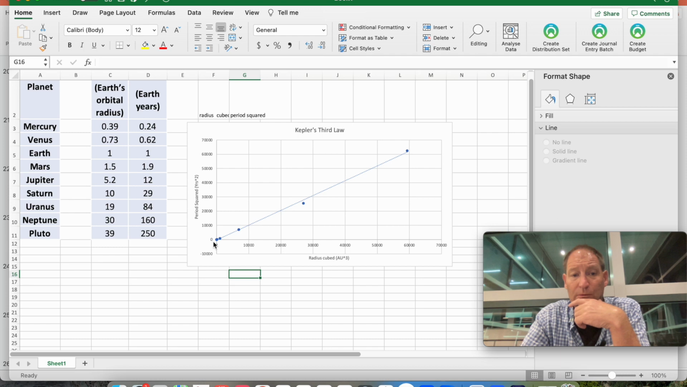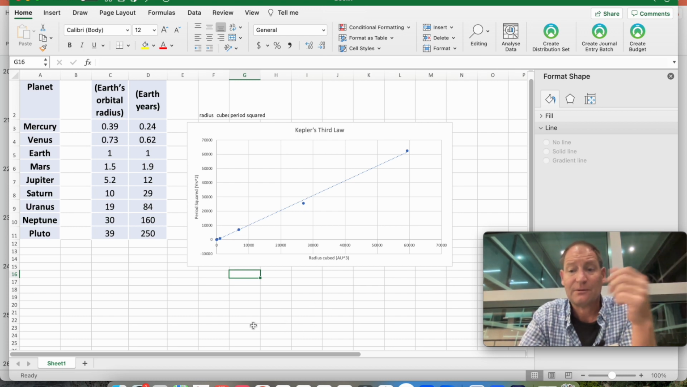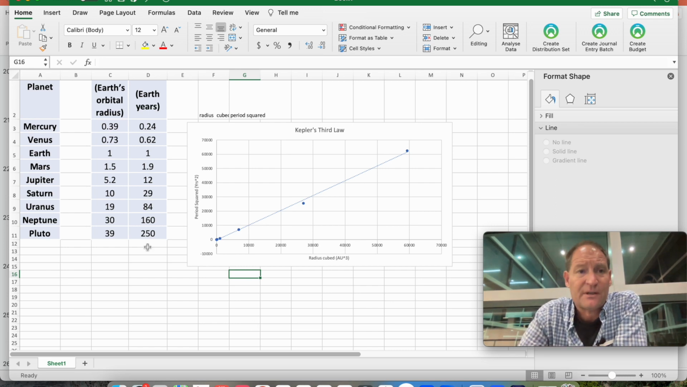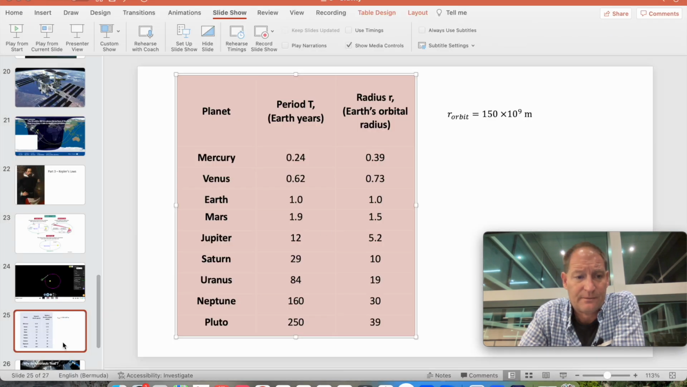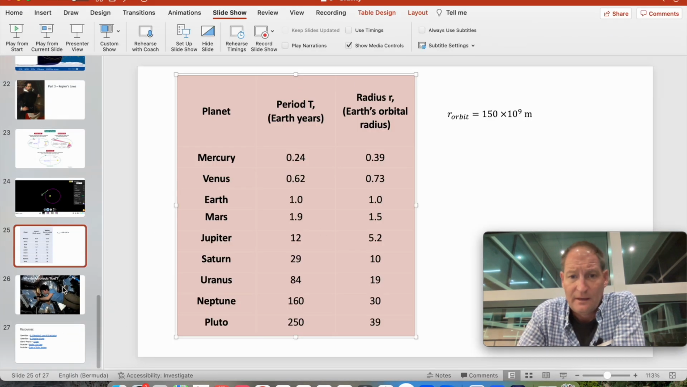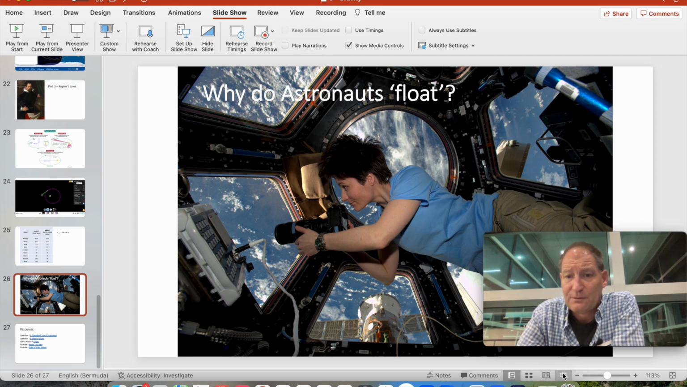So it's kind of cool. Kepler figured this out hundreds of years ago. Actually, before Isaac Newton figured it out. Isaac Newton explained where it came from and the reasoning behind it. Okay, don't need to say that because you guys all got it. And there's one final thing I want to talk about.